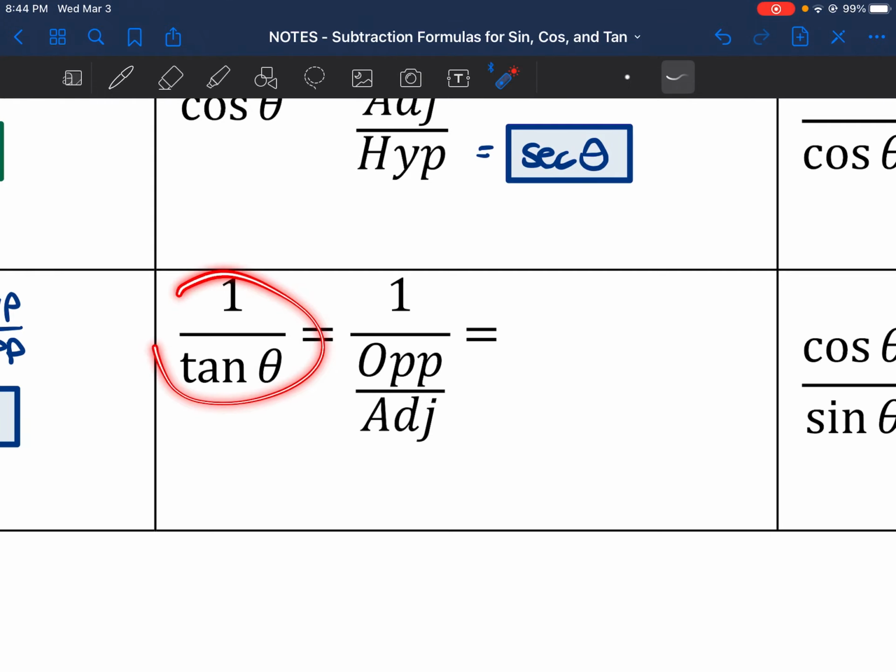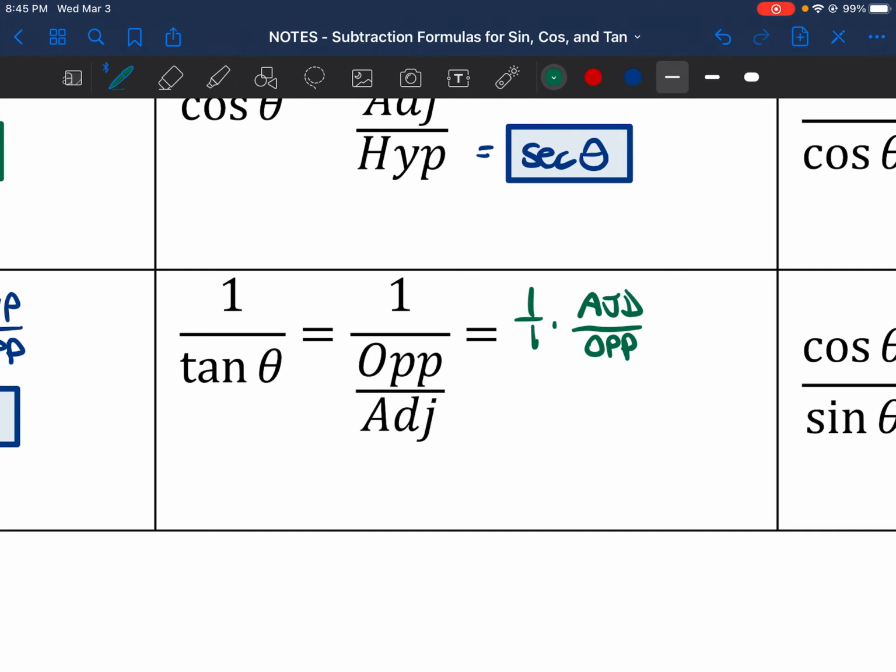All right, 1 divided by the tangent of theta. Well, tangent of theta is the opposite leg divided by the adjacent leg. So this is going to be 1 over 1 times adjacent over opposite when we do our keep, change, flip. And adjacent over opposite is how we've defined the cotangent of the angle.